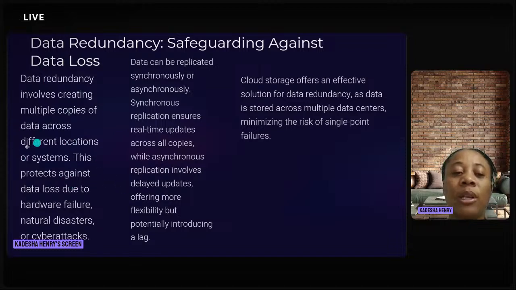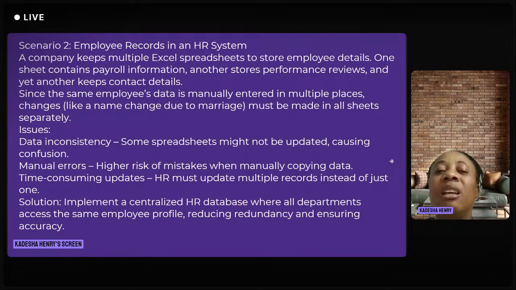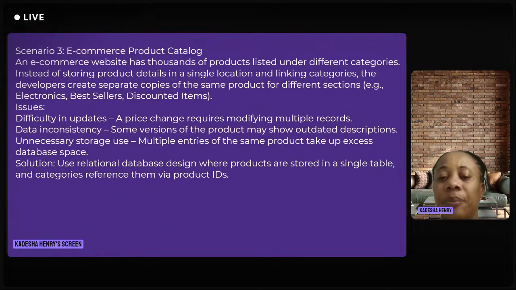So we talk about this. Data redundancy involves creating multiple copies of the data across different locations or systems, and this protects against data loss. And you see that this is very important, that we have multiple copies across different systems. But what we don't want to do is duplicate the same thing over and over and over without checking that the updates or the copies it is making all make sense.